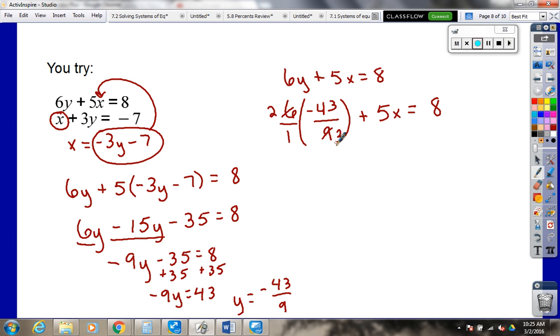Okay, so now we just have to multiply. What's 2 times negative 43? Negative 86. So negative 86 thirds plus 5x equals 8. Now what do we do? Move your 86 thirds over, so we're going to add 86 thirds to both sides.